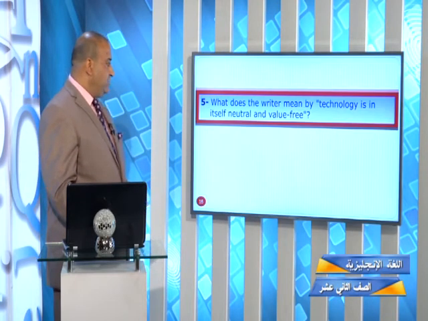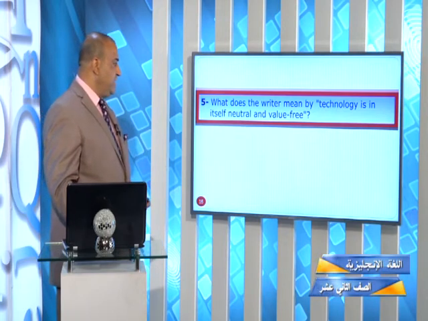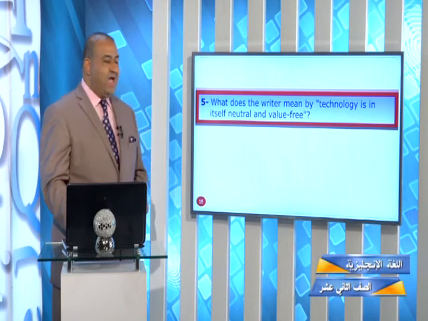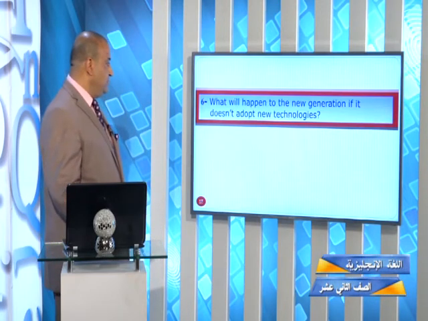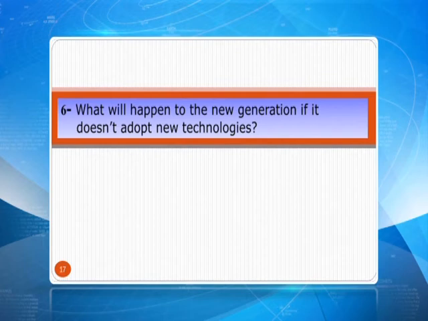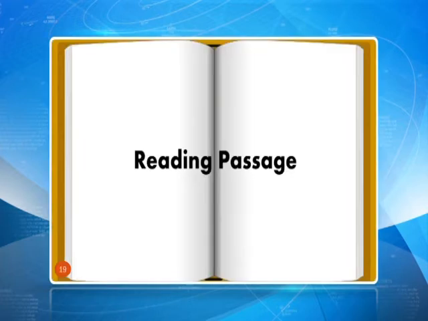The first question is, what does the writer mean by technology is in itself neutral and value-free? What does he mean by that? Number 6, what will happen to the new generation if it doesn't adopt new technologies? What advantage does communication technology have? Here we speak about positive sides.